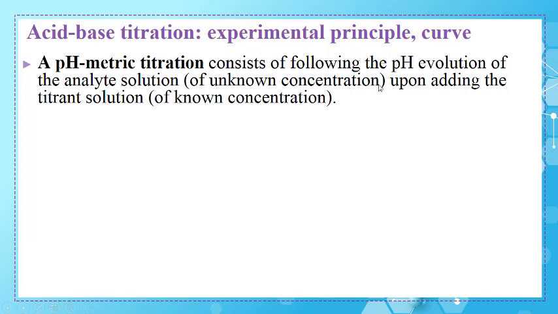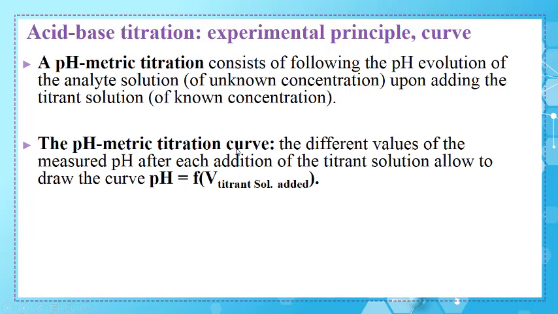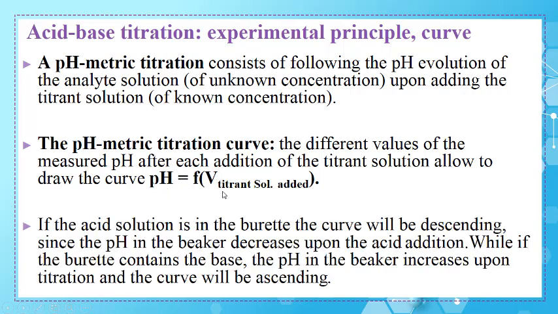Now the different values of pH obtained will allow us to draw something called the pH-metric titration curve, because we collect many values of pH. As we said here, the different values of the measured pH after each addition of the solution that is in the burette allow us to draw a curve that is pH equals a function of V titrant solution. What does that mean? You don't have to memorize this form. I know it's not nice for students. It's simply a curve of pH as a function of the volume added from the burette.